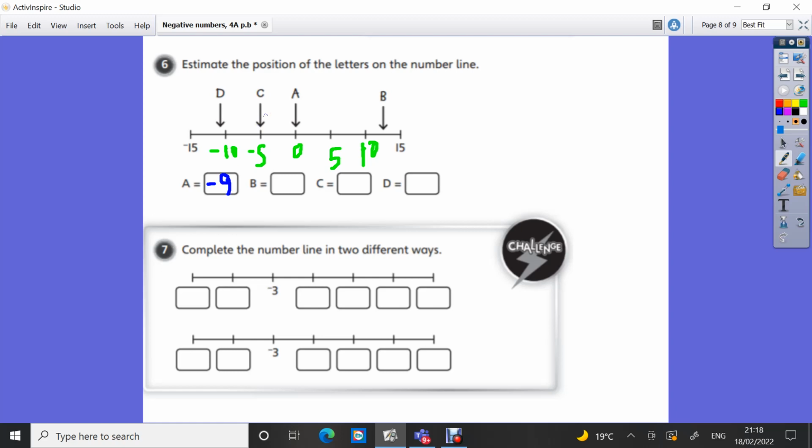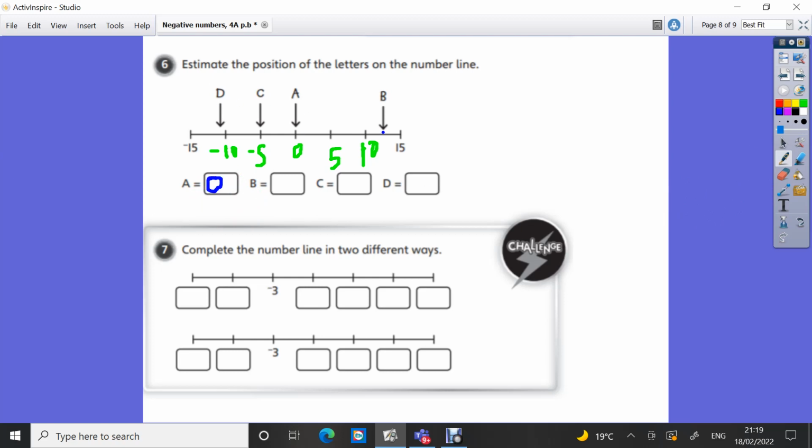And where is this C? C is on -5. And B, where is B? B I think is in the middle of 10 and 15. Let's say it's 13 or maybe 12.5. So you can just write here in place of B. And what's the point D? Okay, A is 0. See, don't make this mistake. A is 0.